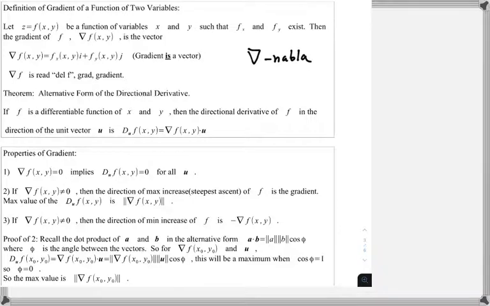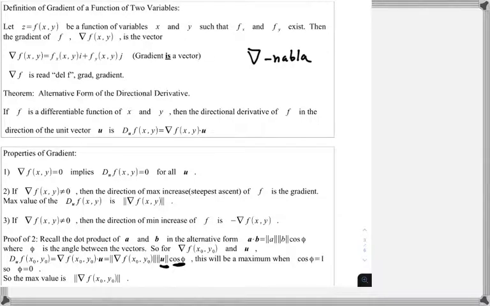This will be a maximum when the cosine of phi is equal to 1. So cosine of phi is going to be equal to 1. That's going to be when phi is equal to 0. Now the unit vector has a magnitude of 1. Cosine of phi is going to be 1, and so the maximum value is going to be the magnitude of the gradient of f at x naught, y naught.